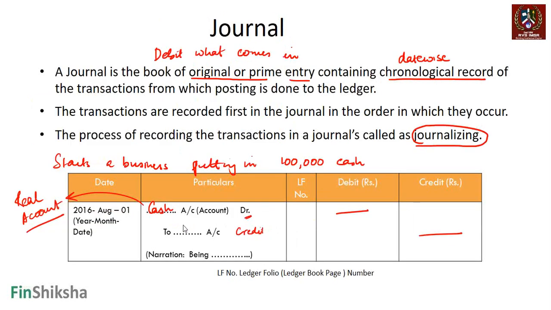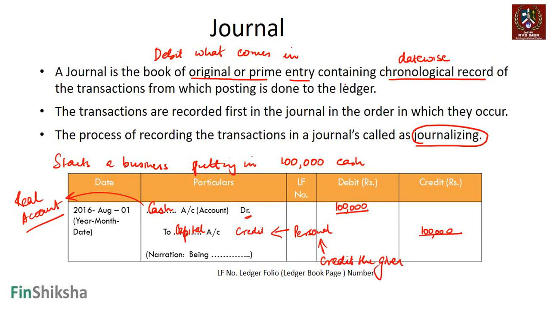So your journal would basically create something like this: capital account, and whoever's capital it is. If it is person XYZ, then XYZ capital account. That's where credit happens. You put 1 lakh here and you put 1 lakh here, right? This is a personal account and this is a real account. Real account, debit what comes in; personal account, credit the giver. These are the rules, remember. Once we have identified what kind of account it is, then it becomes much simpler.